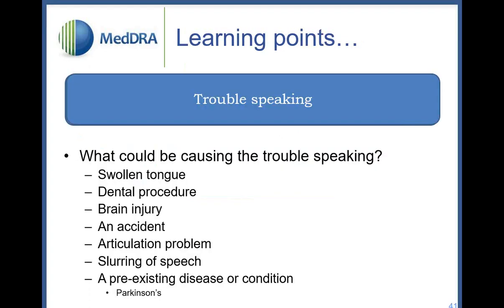So in the end, the learning point for this term would be to always think about what could be causing the trouble speaking. We got many great answers in that poll, from a language problem to being too shy. Maybe the person has a swollen tongue for some reason, a dental procedure, a brain injury, an accident, or an articulation problem. There could be slurring of speech, or a pre-existing disease or condition like Parkinson's, right? We're not really sure what is going on.